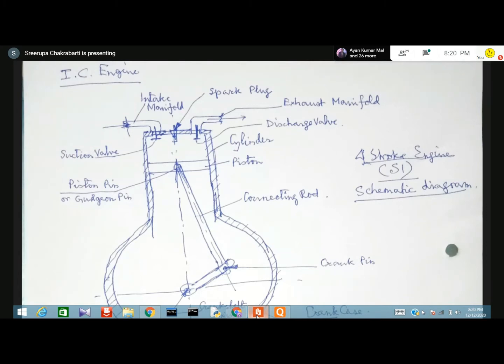But now let us accept that across the two electrodes, there is a potential difference of 12,000 volts. But this 12,000 volts is not continuous. We do not want it always. We want it only for a particular instant of time, when we want the fuel to ignite.